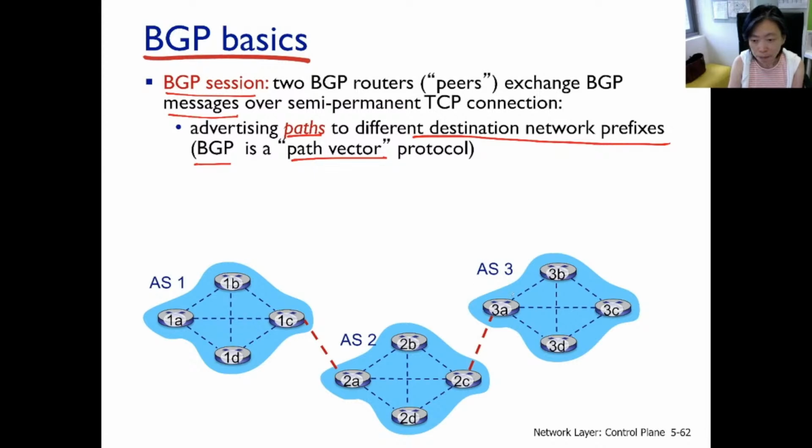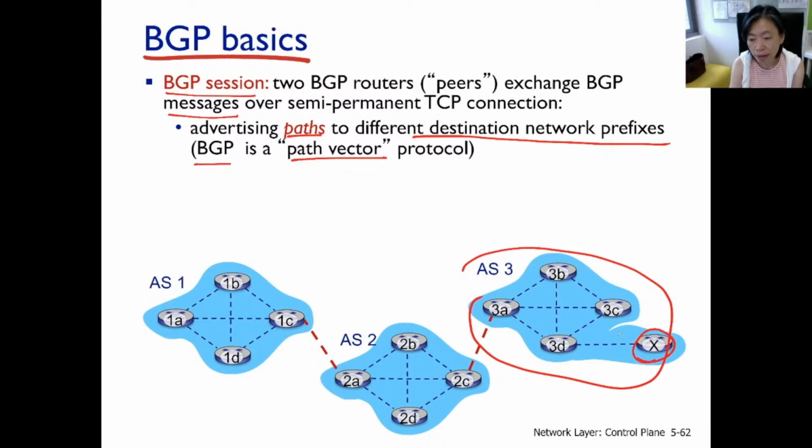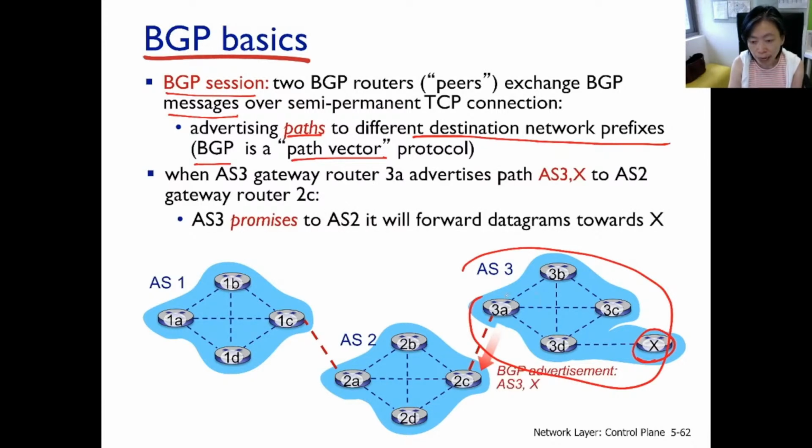Let me give you an example here. Let's say in AS3, there is a prefix X, and this is the destination for packets coming from maybe AS1 or AS2. So AS3, which learns about this destination, will need to announce, advertise it to outside of AS3. So 3A here will need to announce its existence, prepending its own AS number, so AS3 here. So this will be the AS path being advertised. This will be the AS path being sent in the BGP message to the other end of the exterior BGP connection, to the other end of the BGP session.